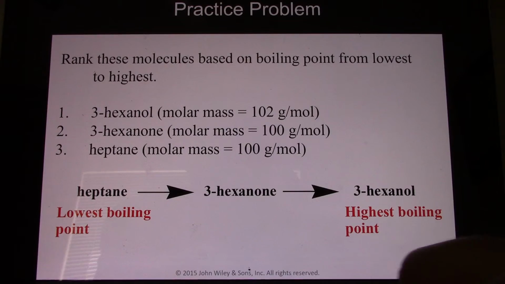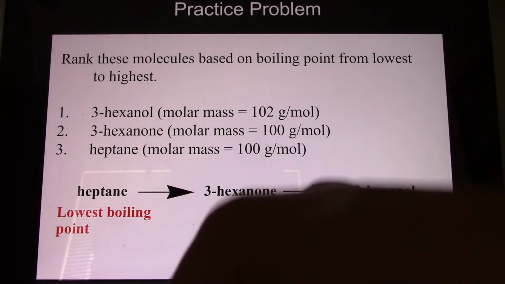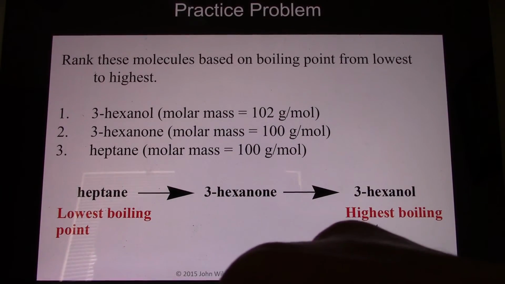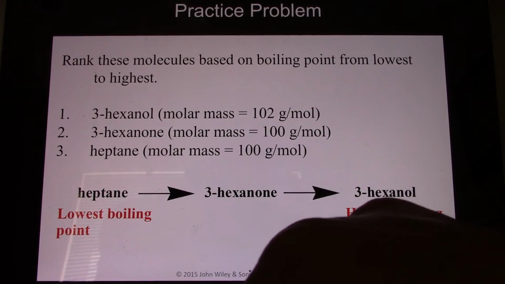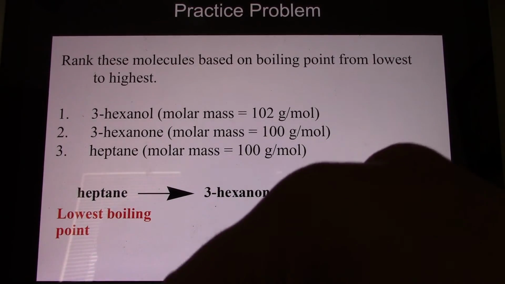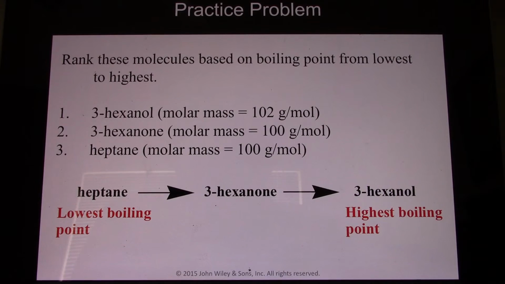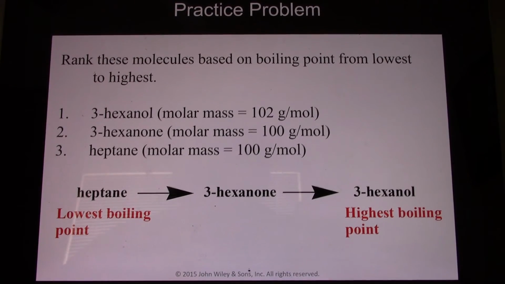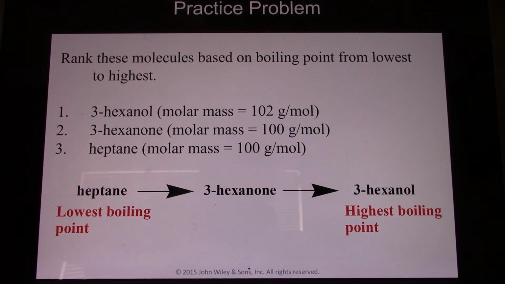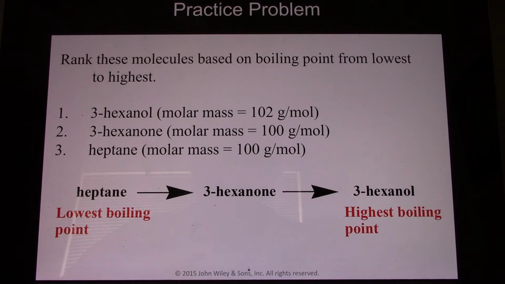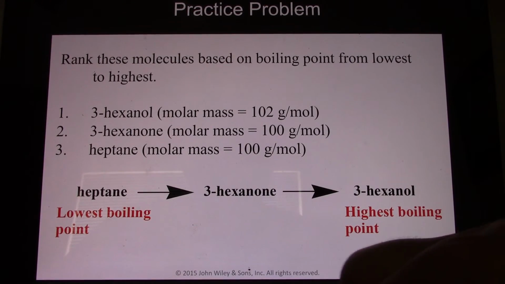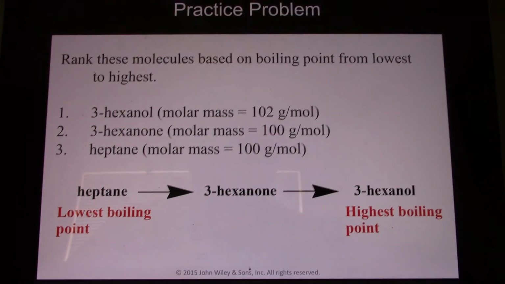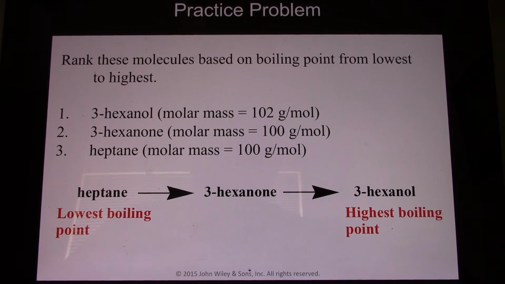And all that's changing is the degree of intermolecular forces. You have just van der Waals forces in heptane. Then in hexanone we have partial positives and partial negatives. The dipole in that carbonyl, that C double bond O, the O is partially negative and the C is partially positive. And those partial positives and negatives attract each other, giving you more intermolecular forces. And then finally with hexanol we have full out hydrogen bonding, which is one of the strongest intermolecular forces.